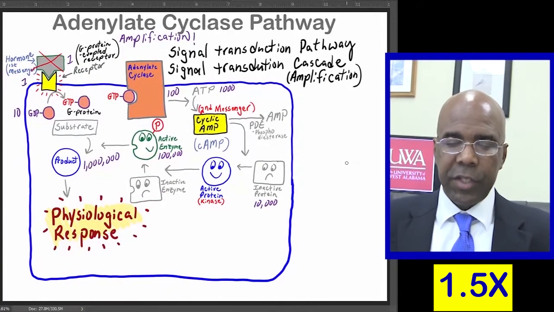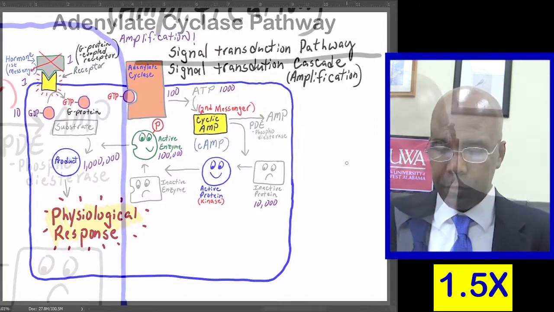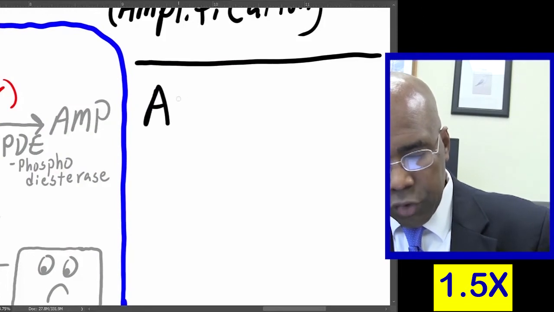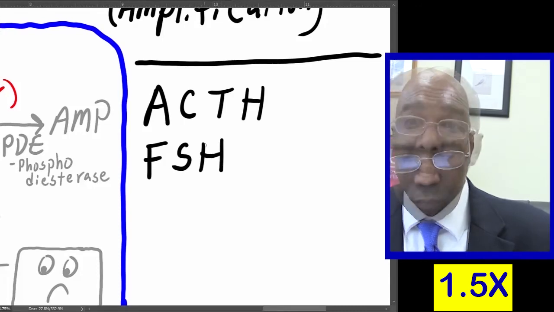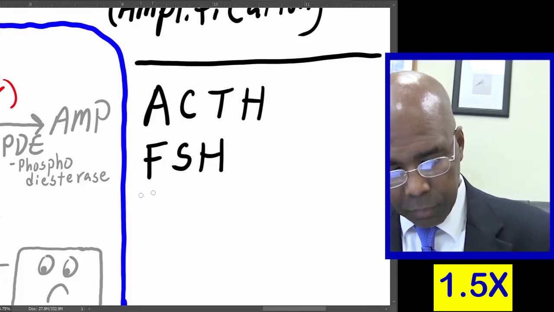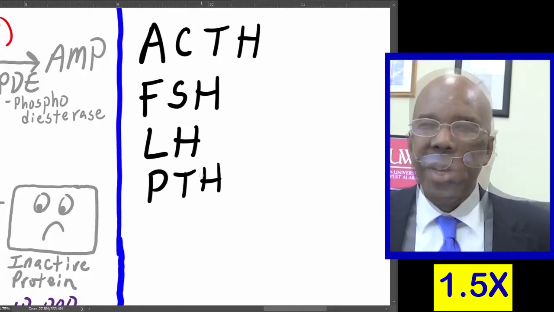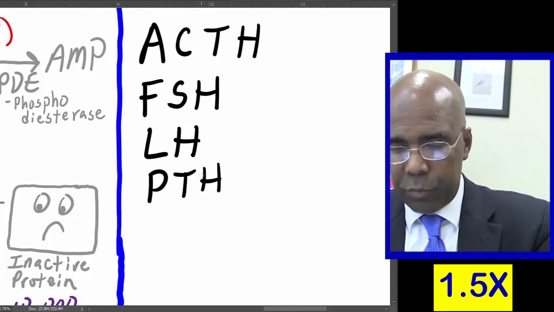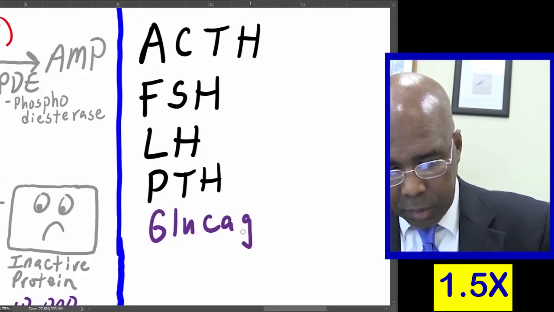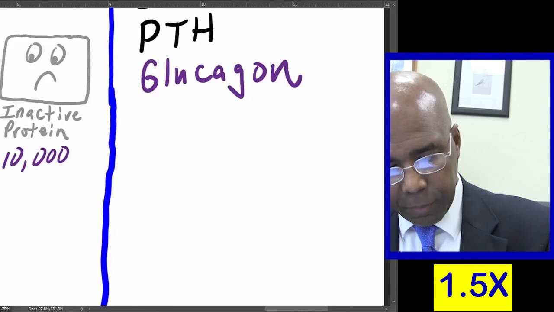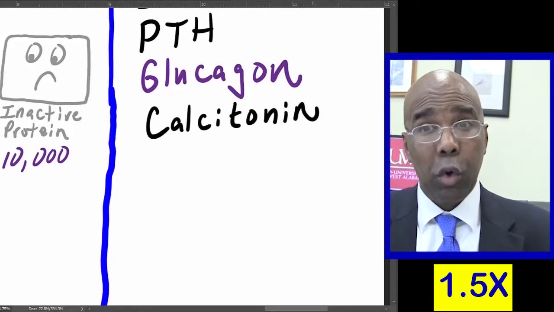So these are all the elements of the signal transduction pathway involving adenylate cyclase. Now let's identify the hormones that utilize this pathway. You're going to have ACTH, adrenal cortical trophic hormone. We're going to have FSH, follicle stimulating hormone. We're going to have LH, luteinizing hormone. We're going to have parathyroid hormone. We're going to have a hormone that we haven't talked about, glucagon. So I'm going to indicate that one with a different color. We're going to have calcitonin. And we're going to have the catecholamines.